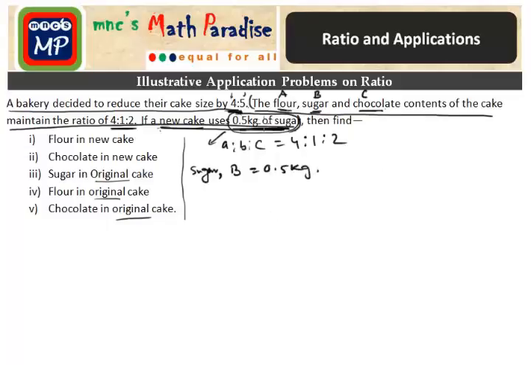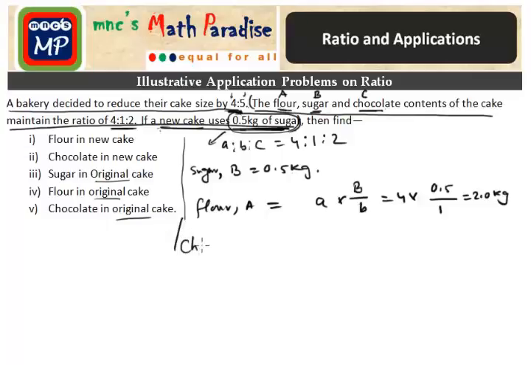Now we need to find flour. So flour A is, we know this is a three quantity distribution problem where one party is given, B. So that quantity that is B, divided by its corresponding ratio B, times A will give us A. So we can find A is 4 times B, which is 0.5, divided by its corresponding ratio B, which is 1. So 4 times 0.5 will give us 2.0 kg. So flour used in the new cake is 2 kilo.